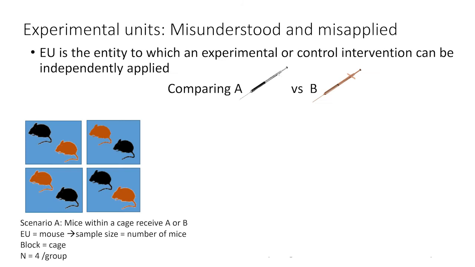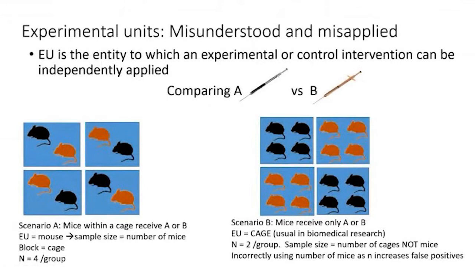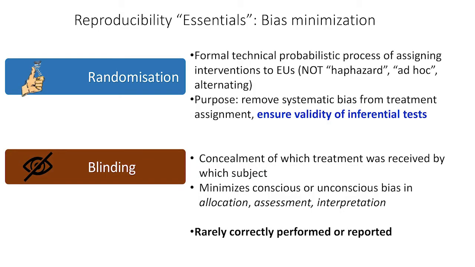So an experimental unit is the entity to which an experimental control intervention can be applied. Say in this case, we have two treatments, A versus B. And in this scenario here on the left, mice within a cage receive one or the other. Well, in this case, the mouse fits the definition of an EU, sample size is the number of mice. However, in this scenario on the right, which is the most common setup in most facilities, all 4 animals in each cage get either that treatment, A or B. This means that the experimental unit is no longer the mouse, it's the cage. So the sample size is not 8, but it's only 2. And this is one of the major causes of problems with the ensuing statistical analysis, is this confusion of experimental units with sample size.